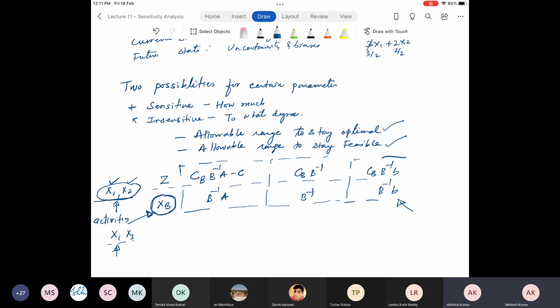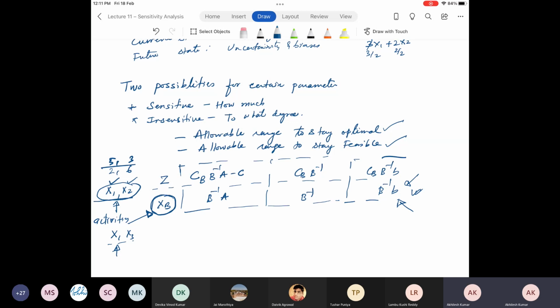Are you guys following? Their values, definitely, if I make changes in b, their values will change. But my basis should remain the same. Maybe x1 and x2, which are 2 and 6 right now, may change to 5 and 3. But the basis should remain the same. So that is the idea.